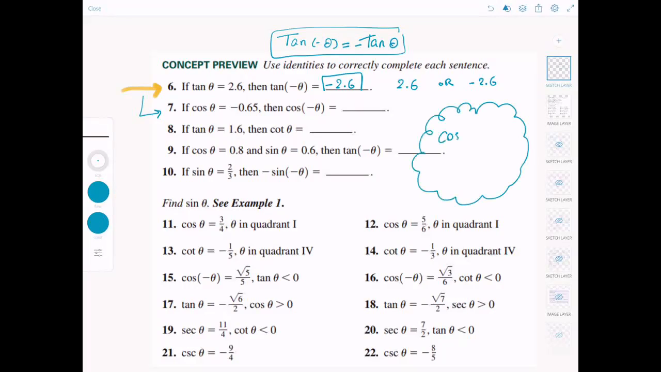We know cosine of negative theta equals cosine of theta. Agree? So if there is a negative inside the theta, it will go away. If you apply this rule, cosine of negative theta is equal to cosine of theta. Now, what's the value of cosine of theta? Negative, very good, 0.65. So this was again tricky. We were just playing with your mind. So the answer is negative 0.6.